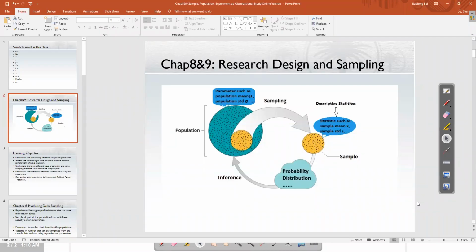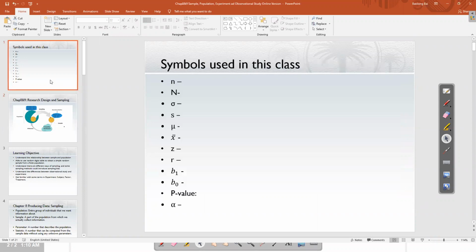Hello, everyone. So in this meeting, we're going to talk about two chapters, Chapter 8 and Chapter 9. Chapter 8 is about sampling, population, and the sample. So how do you choose the sample from the population? And then Chapter 9 is about research design. So what kind of study do you design? How are you going to design your work if you want to prove some point?